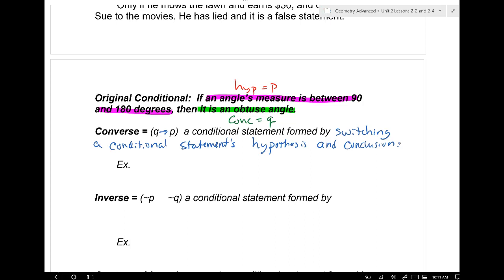So when you're doing this one, I'm going to start with the word if still. My conditional statements are going to start with if. But it says I switched them. So what should come next? It's an obtuse angle, right? But can I start with that pronoun? Can I start with a pronoun like that? We're going to sit there and say, if an angle is an obtuse angle, then what?